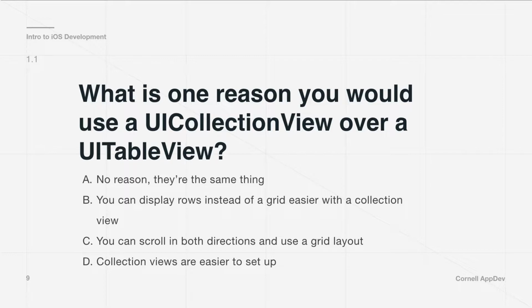You would use a collection view for a display where you can scroll in both directions. Yeah, exactly. So the answer is C. Unlike a table view where you can only scroll vertically, for a collection view you can specify whether you want to scroll vertically or horizontally.